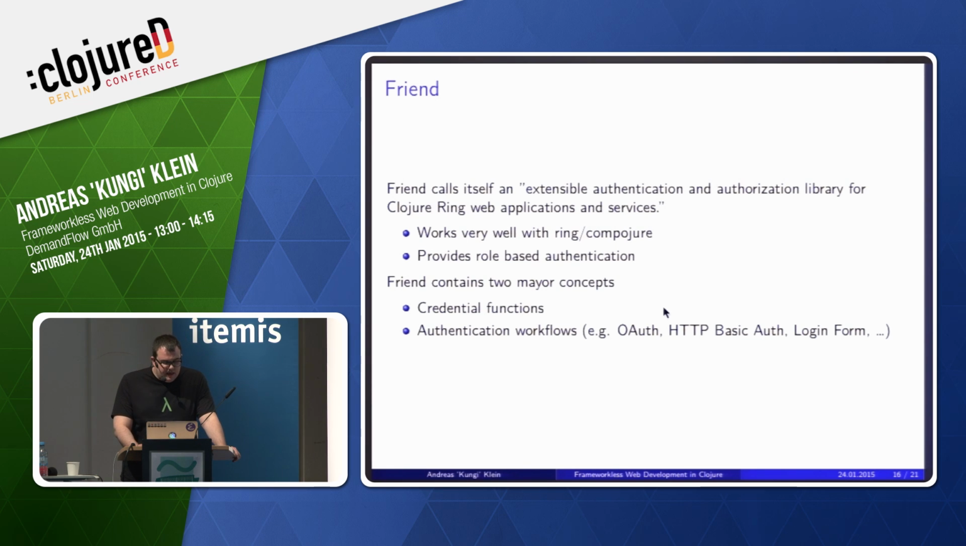One thing it uses is a credential function, which is just used for matching the usernames and passwords, for example, against your database. And the other is an authentication workflow, which might be, for example, OAuth or HTTP basic auth or login forms. Workflow just means that when the request comes in and it is unauthenticated, it goes through this workflow, like it displays a login form and then redirects.